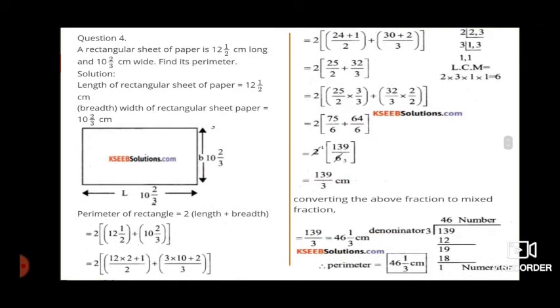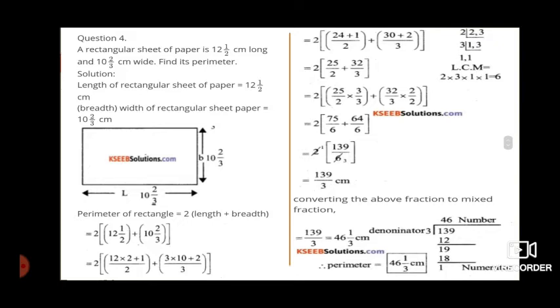A rectangular sheet of paper is 12 1 by 2 centimeters long and 10 2 by 3 centimeters wide. Find its perimeter. Rectangular means the perimeter of a rectangle. And what is the formula we have to follow, children? 2 into (L plus B). Okay children, so by using that, now we are going to do this.